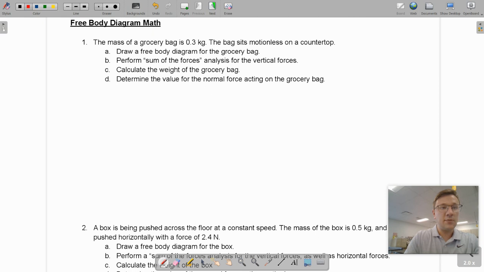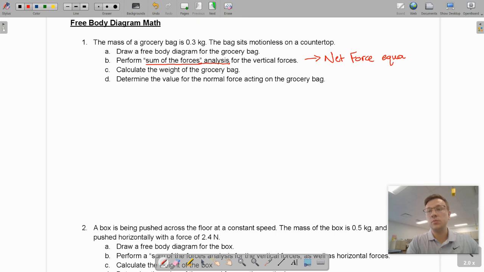I do just want to say I've changed this term over the years. Probably need to change it on this worksheet, but the sum of the forces analysis is the same thing as a net force equation, which is what I refer to as a net force equation in class. So just keep that in mind.